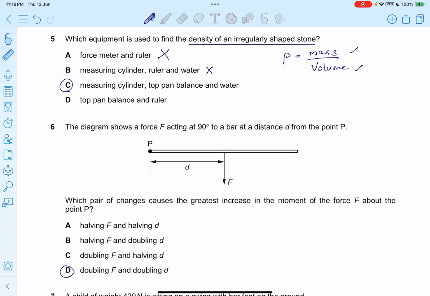Number C, measuring cylinder, top pan balance, and water. This is correct because you use the measuring cylinder and the water to find the volume of the irregularly shaped stone and the top pan balance to get the mass. So for number 5, C is the answer.